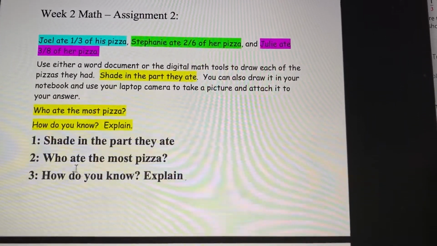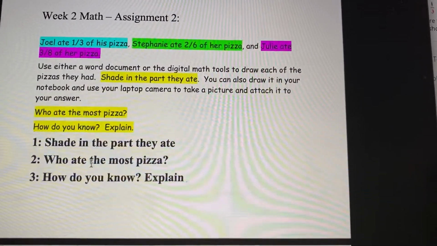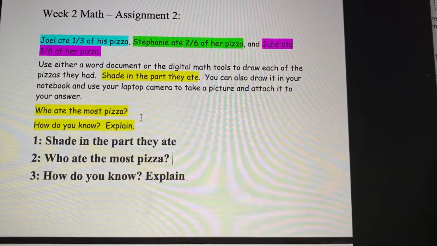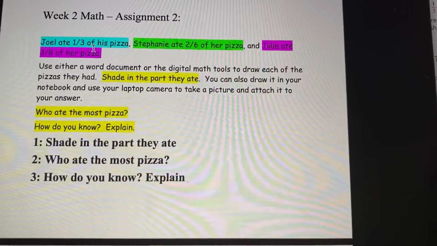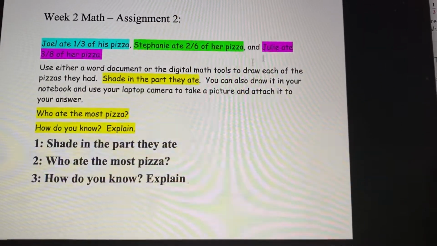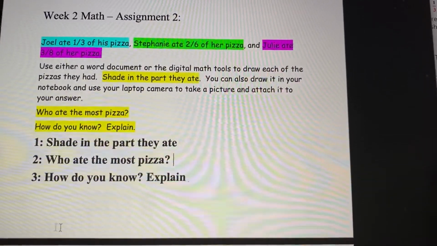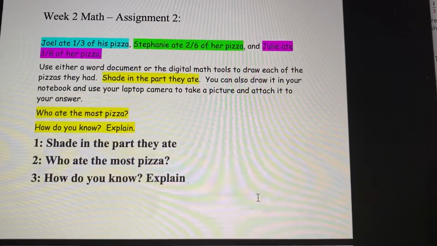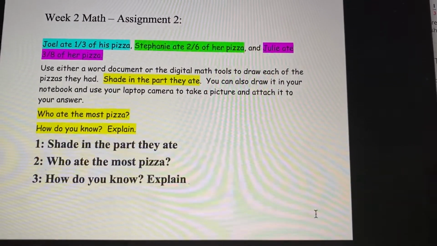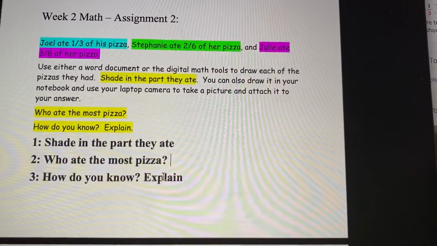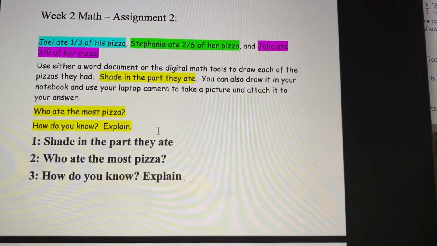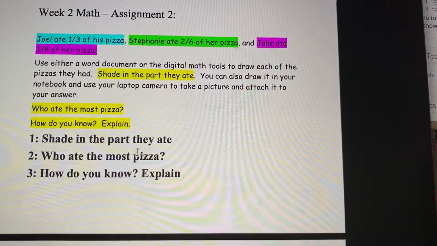Alrighty? Now, question 2 is, who ate the most pizza? So I recommend drawing your pizzas in a row. Maybe Joel's pizza here, Stephanie's pizza here, and then Julie's pizza here, so you can compare who ate the most, okay? And you just give me the name. It can be Joel, Stephanie, or Julie. That's all I need in question 2.